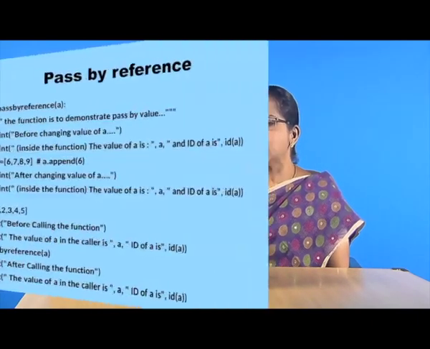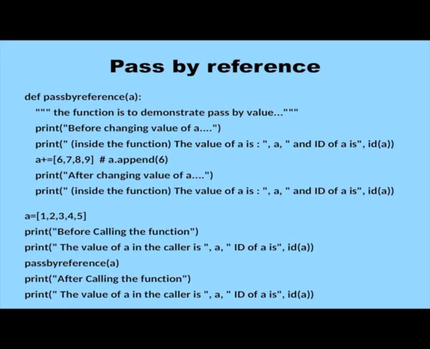So, in the calling function, we have a list having the value 1, 2, 3, 4, 5. Before calling the function, we are printing the value of the list and we are passing the list as an argument to a function. Inside the function, we are printing the value of the list which is received as argument, and you can see a statement a += 6789, which will append. Instead of a +=, you can also give a.append(6), whatever it is. Here the list is getting appended with new elements.